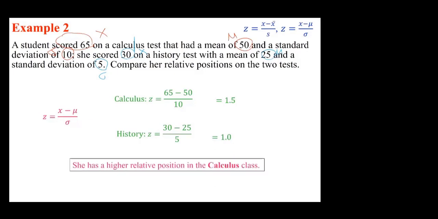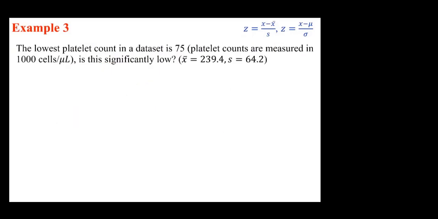Let's look at one more similar example for the z-score. The lowest platelet count in a data set is 75. Platelet counts are measured in 1,000 cells per microliter. Is this significantly low? x bar equals 239.4, s equals 64.2. So we just use the z-score to figure out what's going on. According to the z-score, x minus x bar over s, this is the value we use for x. So we do this simple calculation, and it gives us negative 2.56.